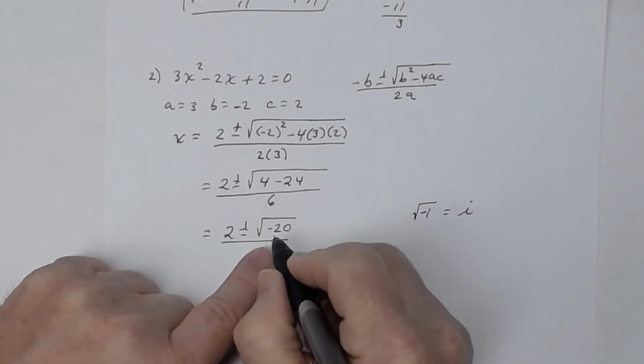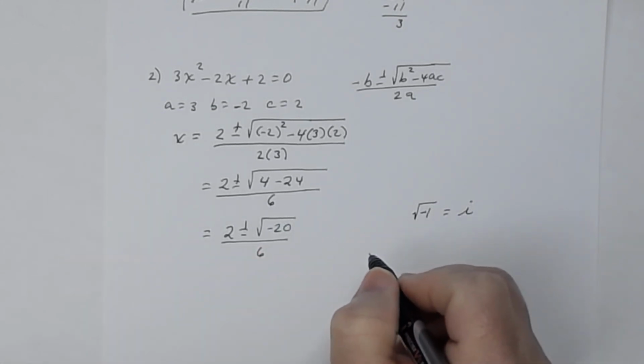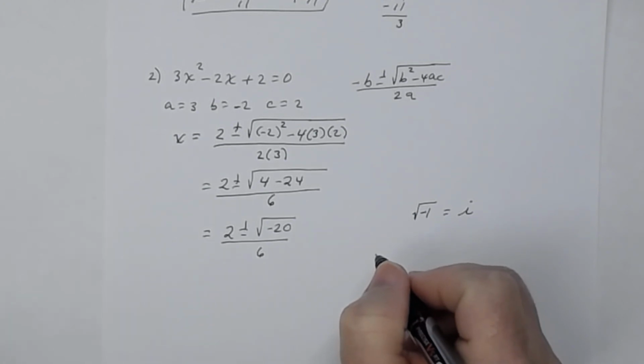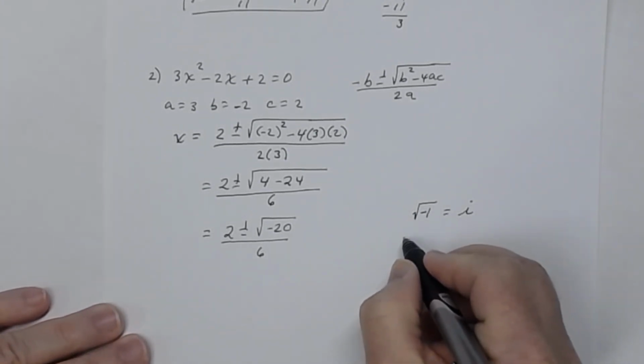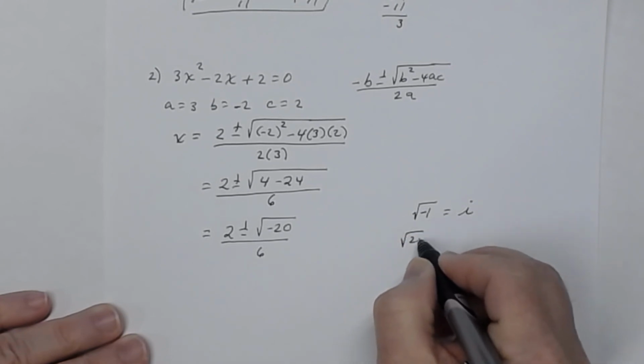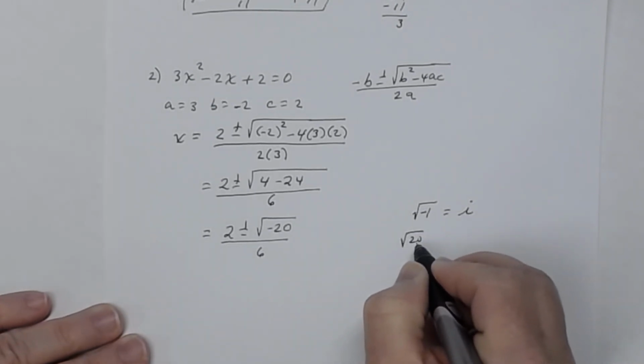And what we have here is the square root of a negative 20, so I'm going to end up with imaginary solutions. And you also have to simplify the radicals whenever possible. So for example, you see that 20 there, even though it's negative 20, I'll come back to that, I'll just write it as 20.